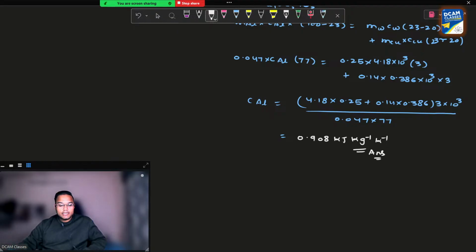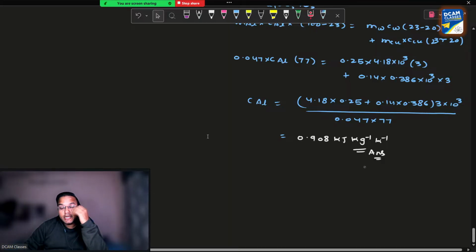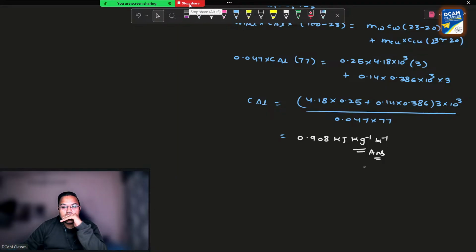In the next class, I'll teach you about phase change, heat transfer in phase change, and then the actual heat transfer part. That is the interesting one: conduction, convection, and radiation. That part will start. The next part is only theoretical. Heat transfer in phase change, latent heat, and all we'll discuss.